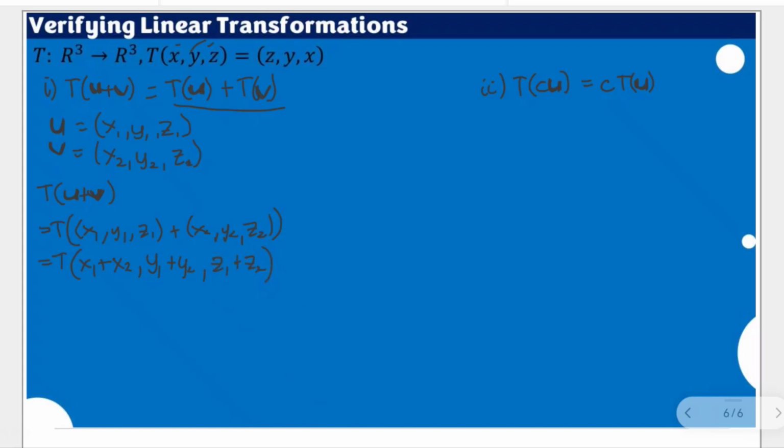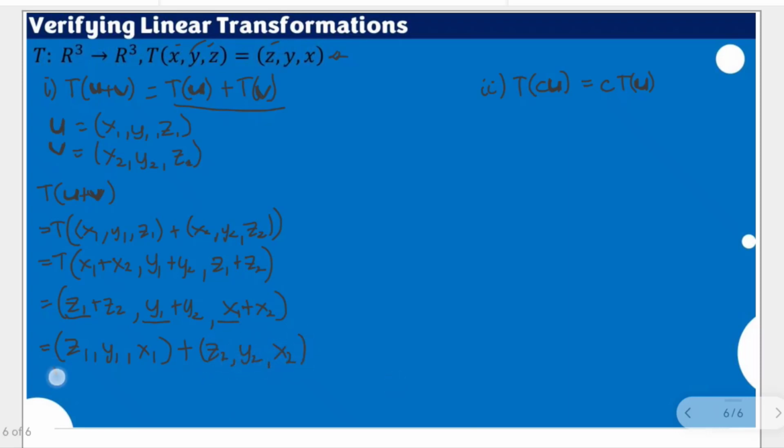Since we already have three components now, let's apply the transformation here. Basically, we're just going to use the third, the second, and then the first component. So you will start with z sub 1 plus z sub 2, y sub 1 plus y sub 2, and x sub 1 plus x sub 2. Since there are no other terms that can be added, let's separate the two vectors using the sub 1s and the sub 2s. You have z sub 1, y sub 1, x sub 1, plus z sub 2, y sub 2, and x sub 2.